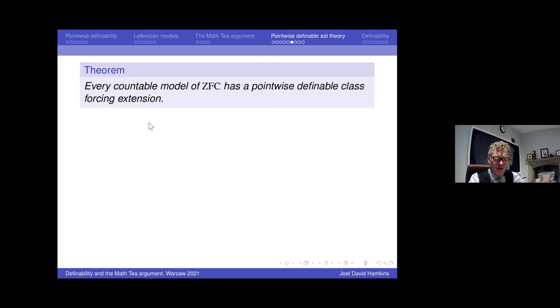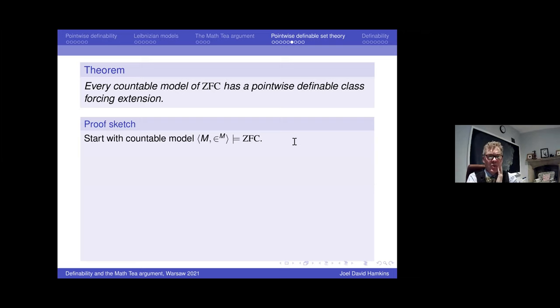Right. So let's talk about the proof. Every countable model of ZFC has a pointwise definable class forcing extension. So the sketch is we start with that countable model of ZFC.